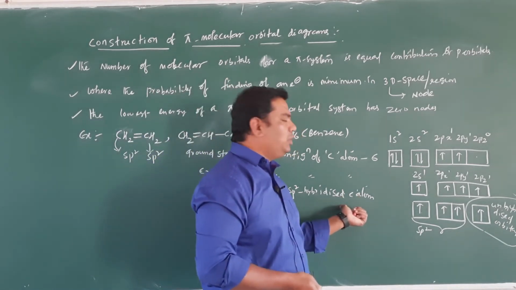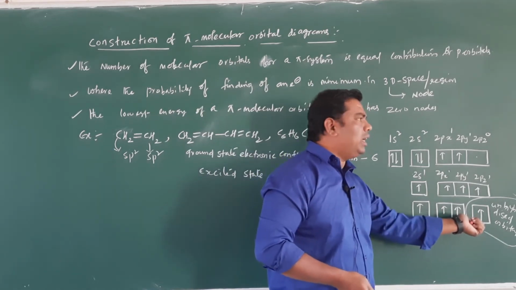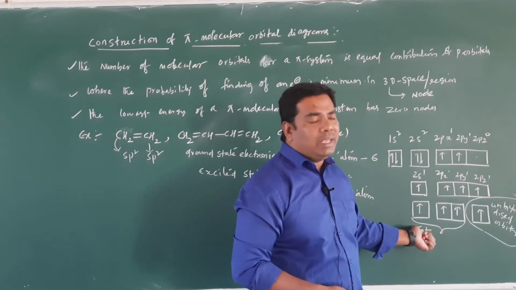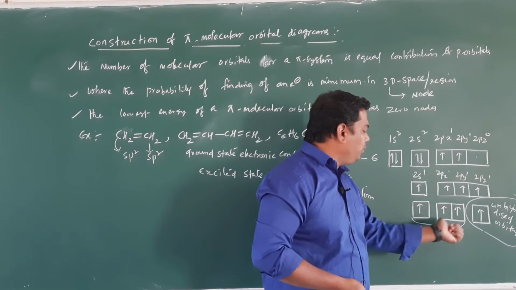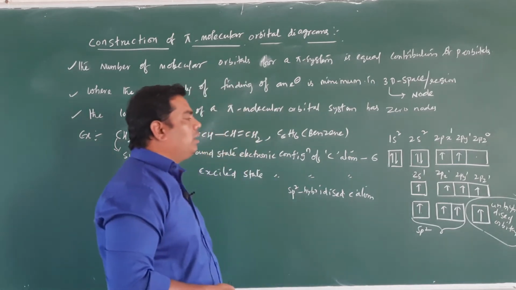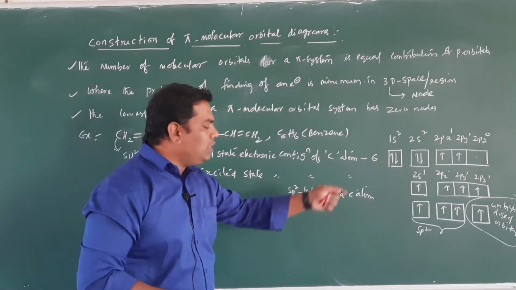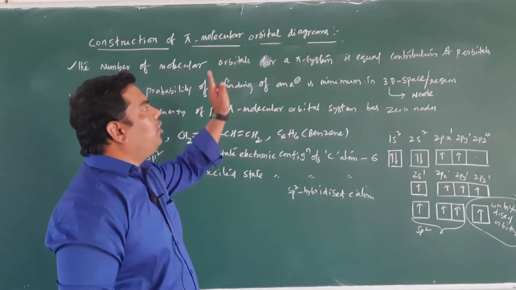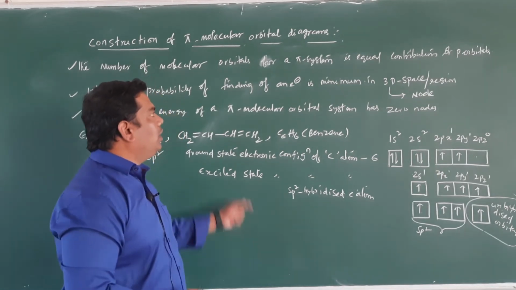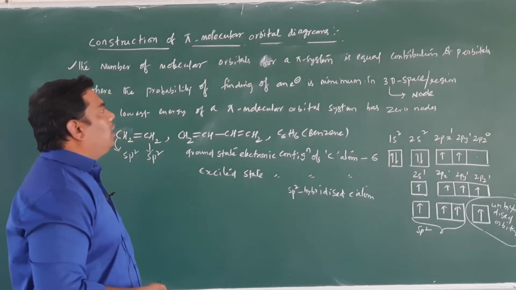How does the sp2 hybridized carbon formation take place here? One 2s orbital and two 2p orbitals are hybridized to form sp2 hybridized orbitals of the same energy and same shape, and one pz orbital is left over. This pz orbital we can call the unhybridized orbital. This unhybridized orbital contributes to the formation of the pi molecular orbital diagram. So clear, student? This is the relevant information regarding the construction of a pi molecular diagram.